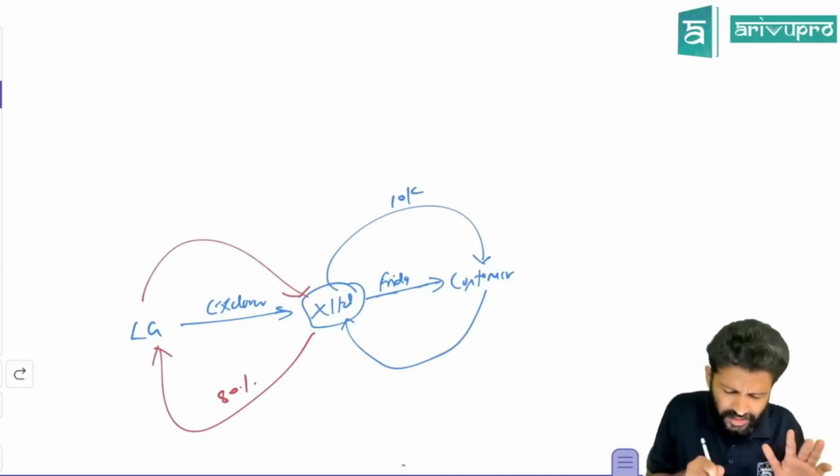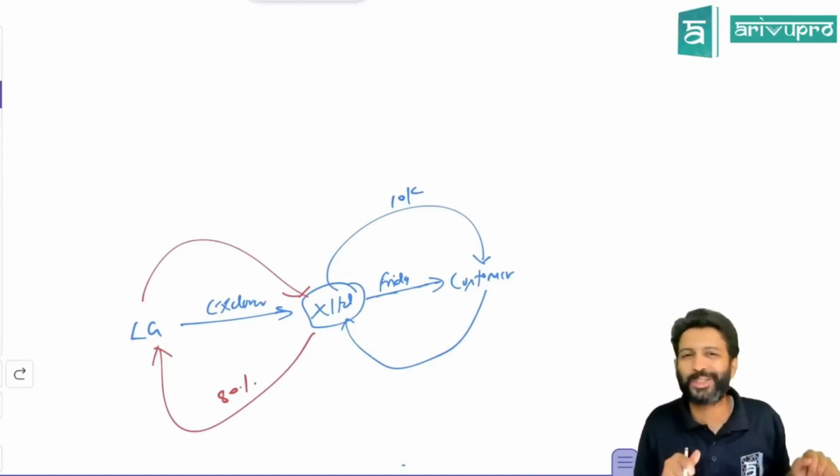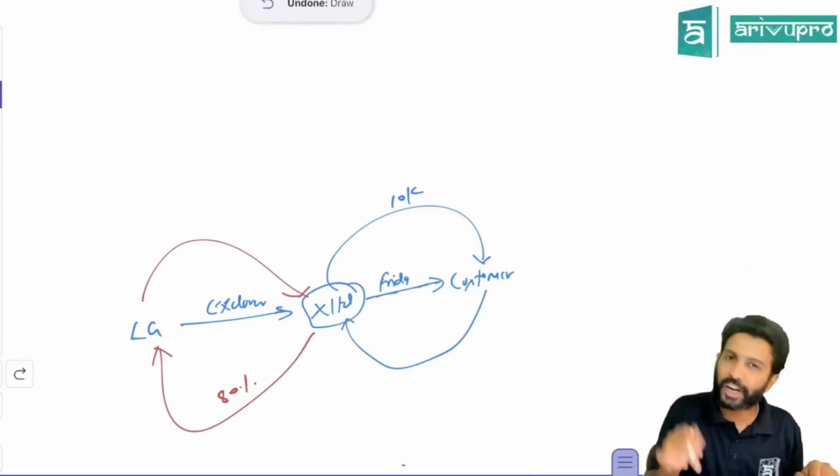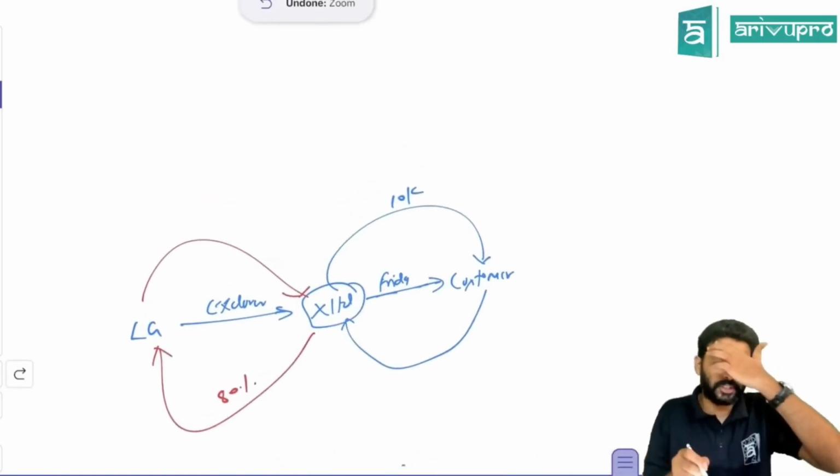Why? Obviously, sir, when X is selling the goods to the customer, he will not sell it at cost price. No, there will be some margin also. So LG is saying, I will not reimburse the margin. Let's say X's margin is 20%. So LG is saying, I'll reimburse 80% of this.